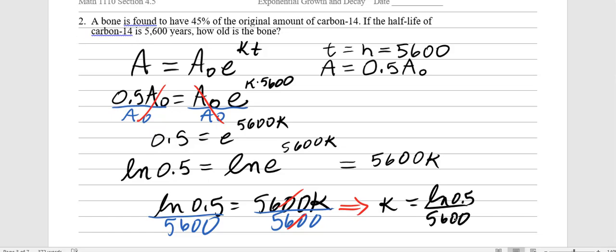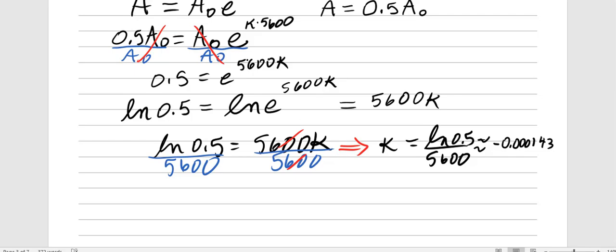And when I do my calculations on that, I know I'm going to get a negative. I get approximately negative 0.0000143. And I'm now going to refine my function by saying a equals whatever the initial amount is times e to the negative 0.0000143t.